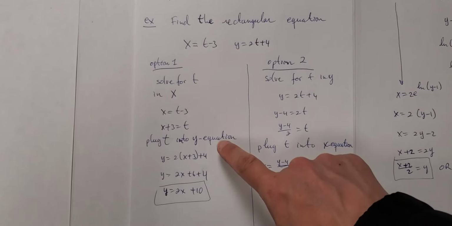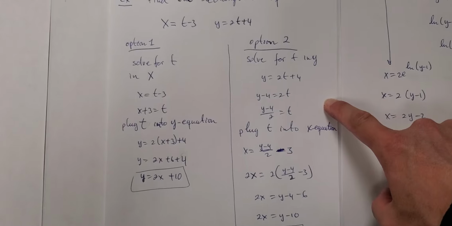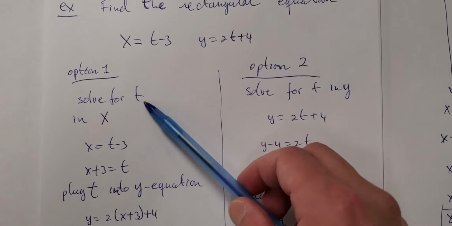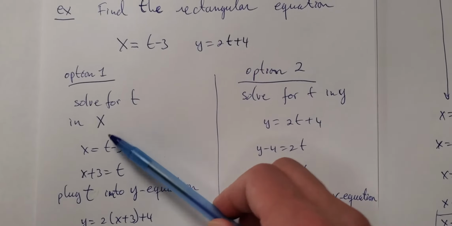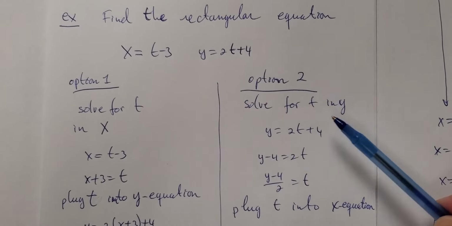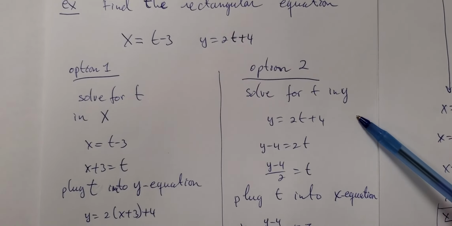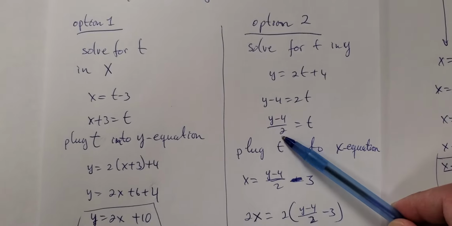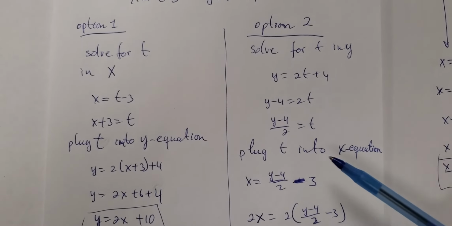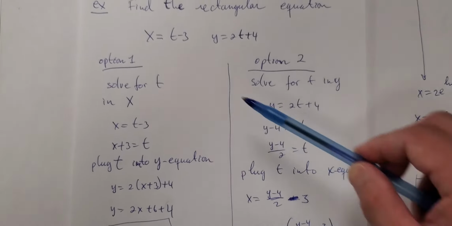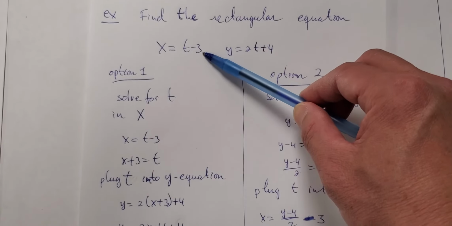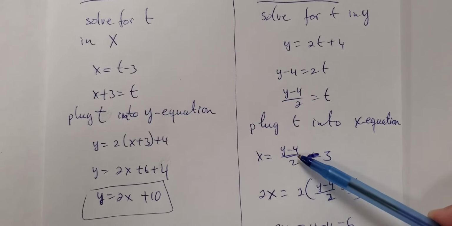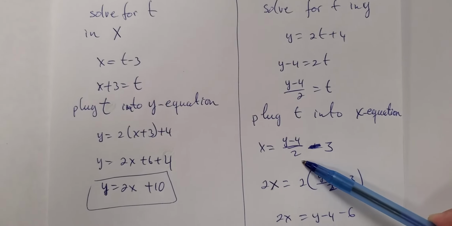Now I used option 1, so now let's do option 2, just the reverse of it. In option 1, we solved for t in x. So do the same thing, but now for y. So solve for t in y. So here's y. Bring the 4 over, minus 4, divide by 2. So take this t, plug into the x equation. So here's my x equals t minus 3. This right here was a t. This right here was a t. So plug the t in.